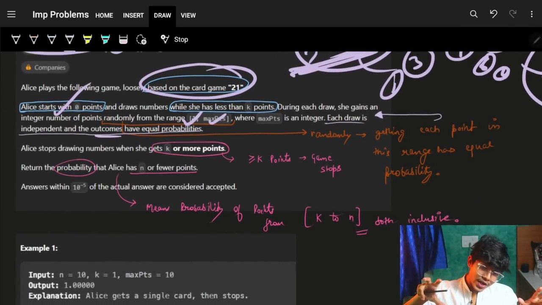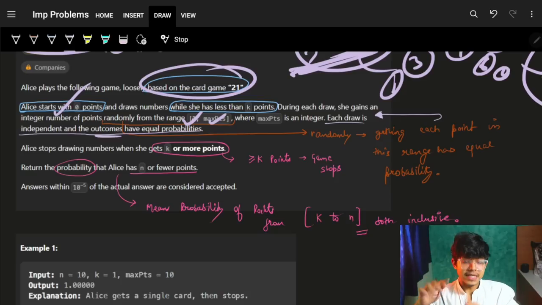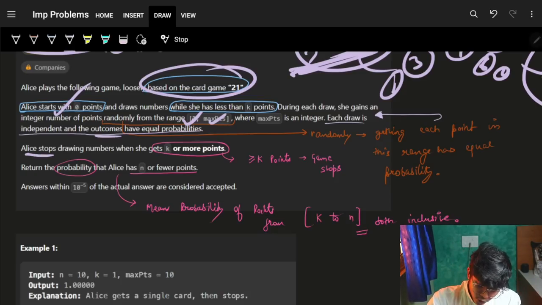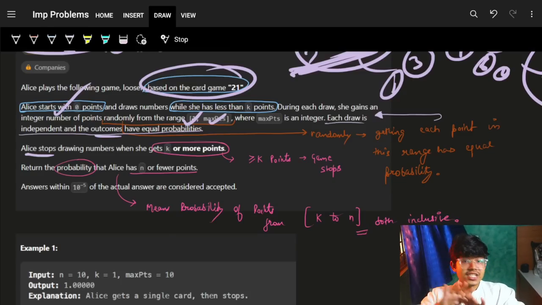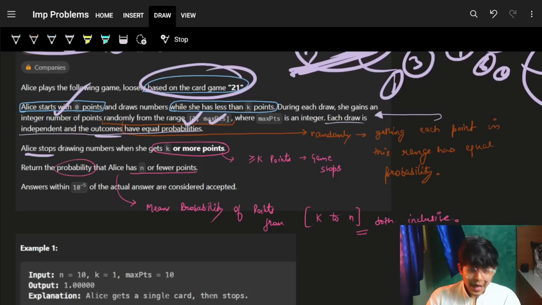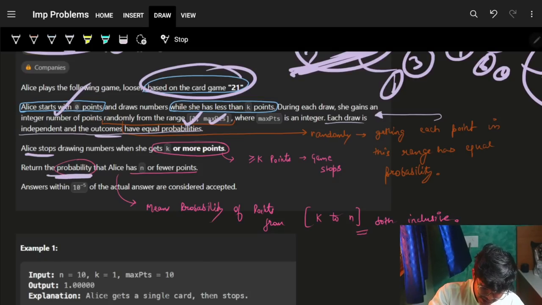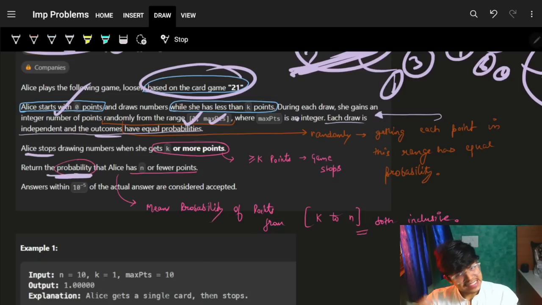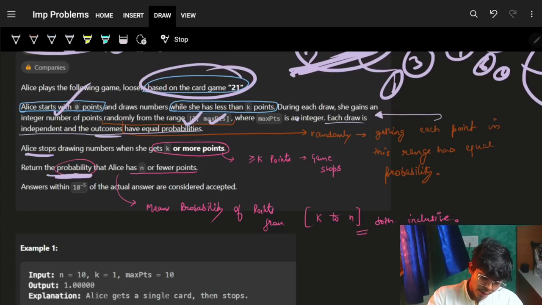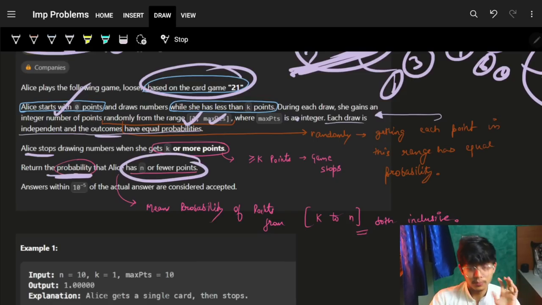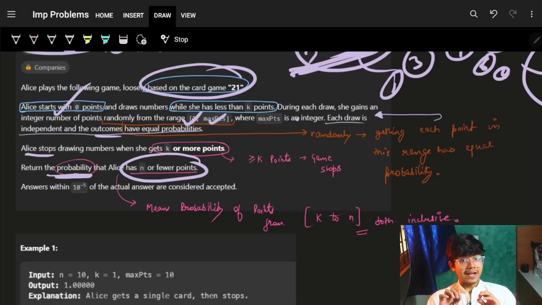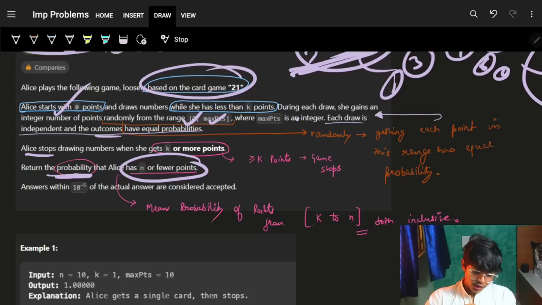As soon as you read the question, you will find that it is probability which is being asked. Alice stops drawing when she gets K or more points. As soon as Alice reaches K points or more, she has to stop. We have to find the probability that Alice has N or fewer points.